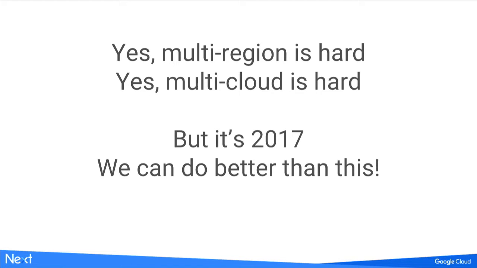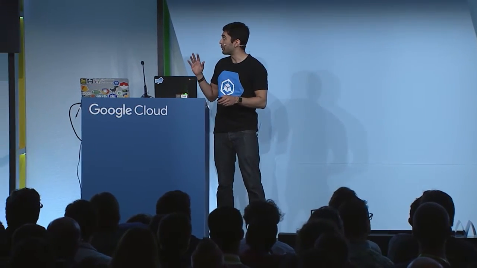Yeah, multi-region is hard. Multi-cloud is hard. But it's 2017, and we can do better than this. And Kubernetes is really trying to make it easier, but it's still hard. It's still hard. Don't get me wrong. But we have to do this. Otherwise, when a cloud provider goes down for any reason, and we all do, things just break, right?